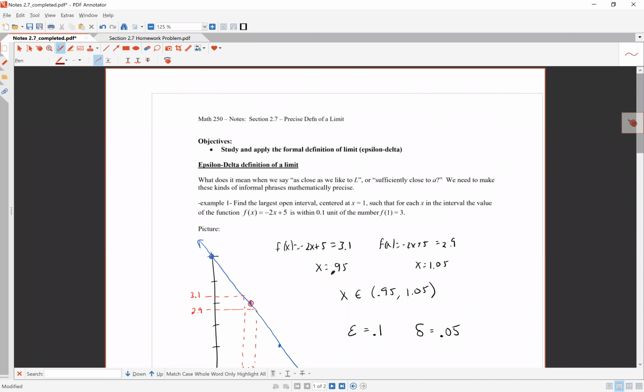Okay, so this is a video on the material in section 2.7, which I think is the hardest section so far. It might be one of the hardest sections in the whole course, and we do it near the beginning of the course. It's a precise definition of a limit.